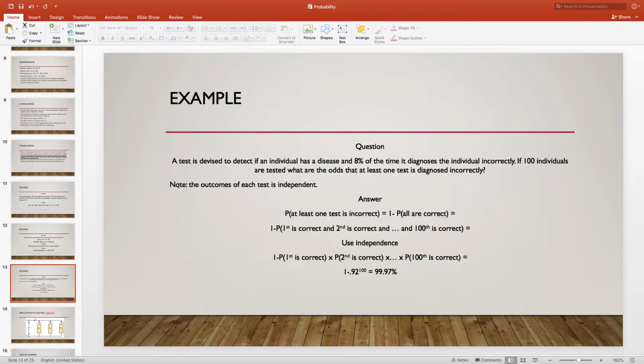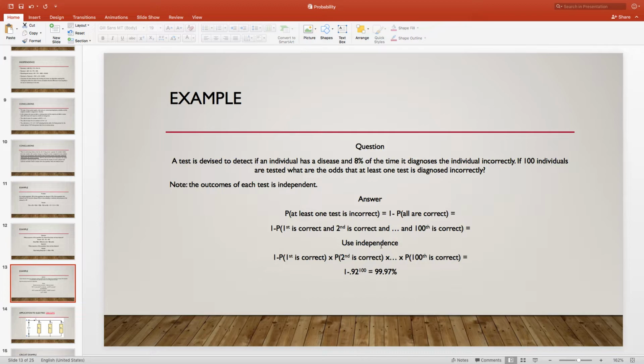So probability at least one test is incorrect, I'm going to use the complement rule. The probability at least one incorrect is 1 minus the probability of the complement. Well, what makes at least one test incorrect is that all of them are correct. So this boils down to 1 minus the probability of the first is correct, and the second is correct, and the third is correct, etc., all the way to the 100th.